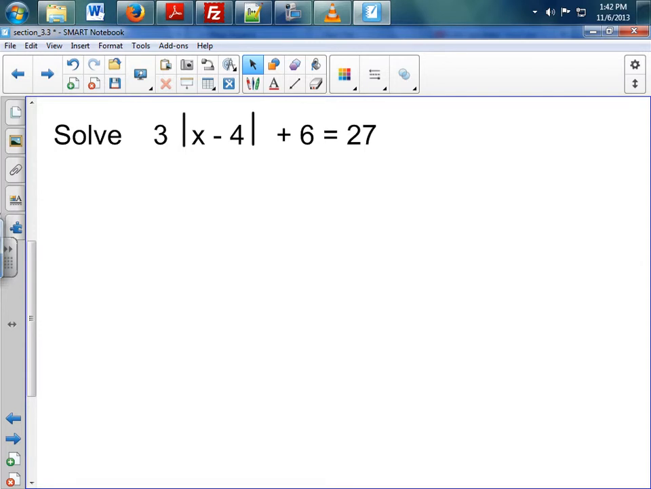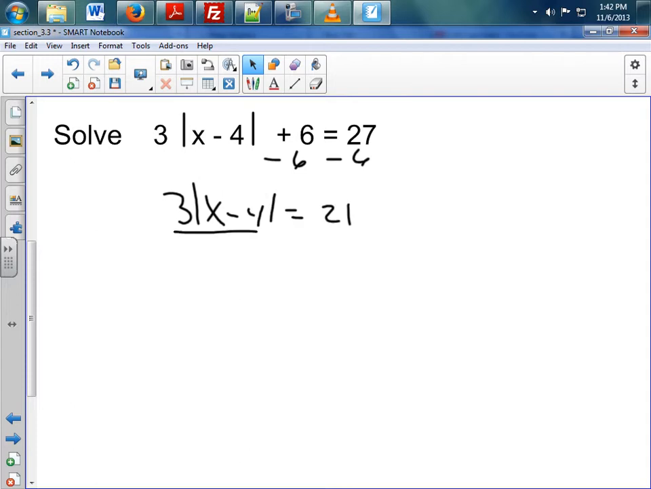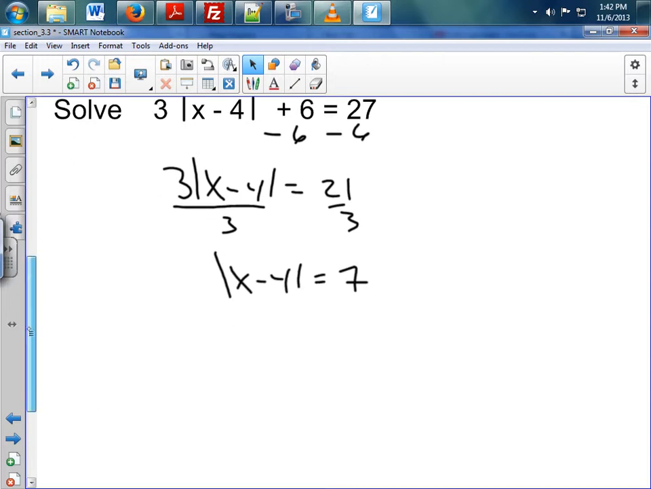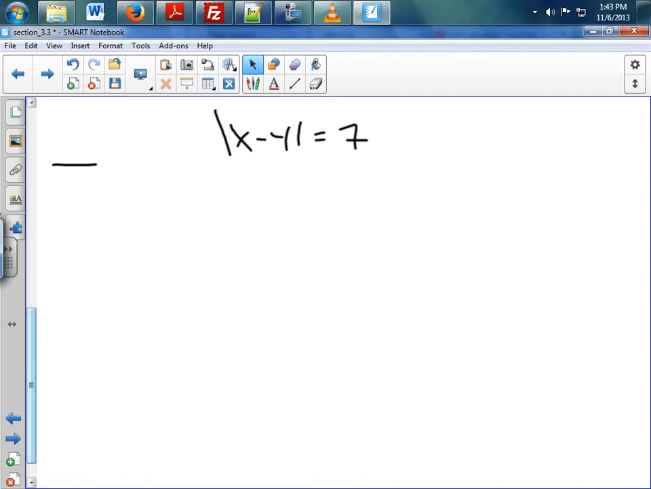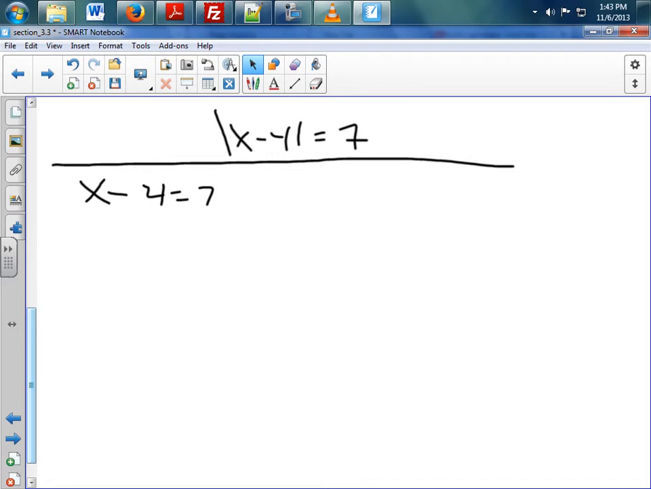Nice color coordination. Now, you have to get this by itself, so the first thing I would do is subtract 6. 3x minus 4 equals 21. At which point, I divide by 3. Divide by 3. X minus 4 equals 7. Now it's all by itself, Carlos. This is why we show work. Next time I'll put a fraction in front of the x and see if you can do it in your head. There you go. X minus 4 equals 7.